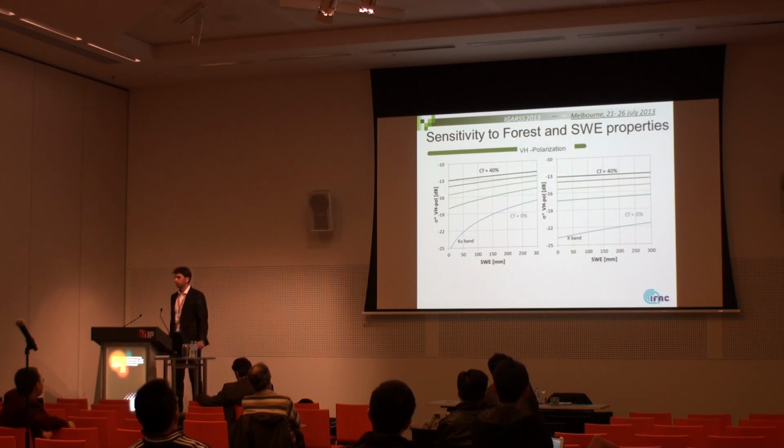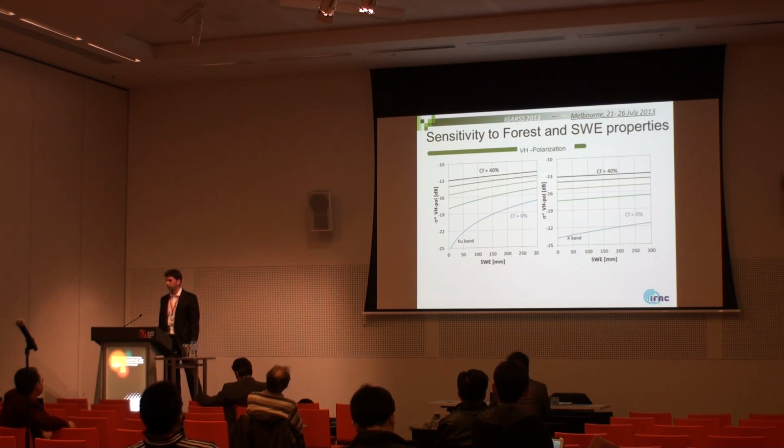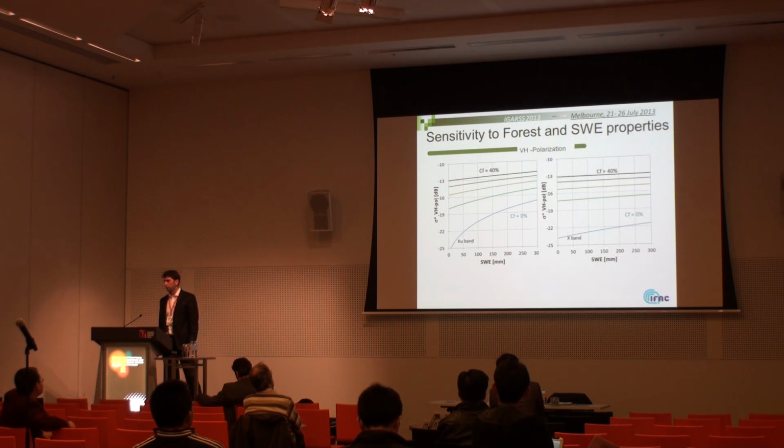Here we have the sensitivity of the model to forest and soil properties. We have the sensitivity for HH polarization to SWE, snow water equivalent. You can see that in the Ku band, especially, you have higher sensitivity to SWE, and it decreases when the cover fraction increases. The same in X band, but the sensitivity to SWE is lower.